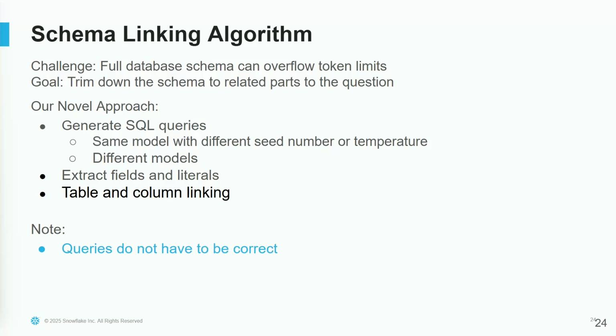So when you generate a query, it does not matter if the query is correct. It does not matter if the query can actually run against the database, because the main goal here is to trim down the schema. It's not to have an accurate query generated. And if you find a related table name, it's called table linking. If you find a related column name, it's called column linking. And together they are schema linking.